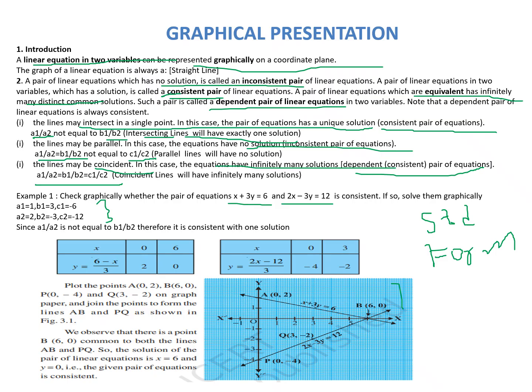So this particular pair of linear equations in two variables has the solution 6 and 0, wherein x is equal to 6 and y is equal to 0. And this is the solution for this particular problem. So this is how we represent a particular solution through a graph.